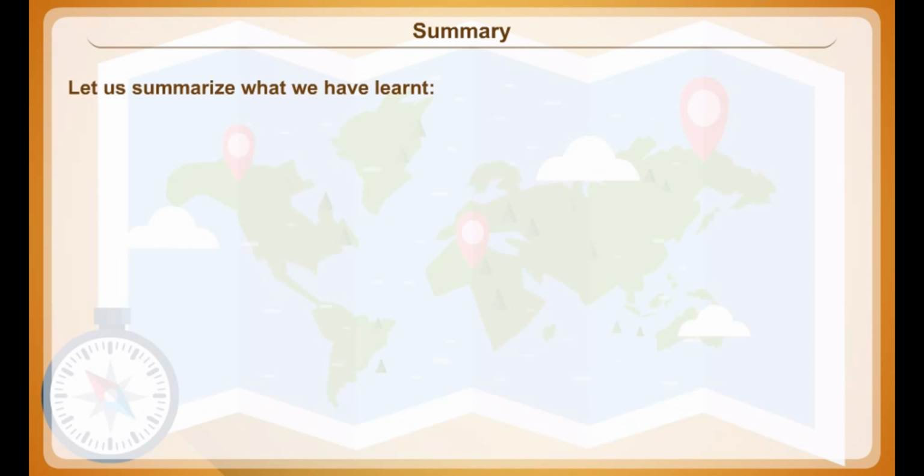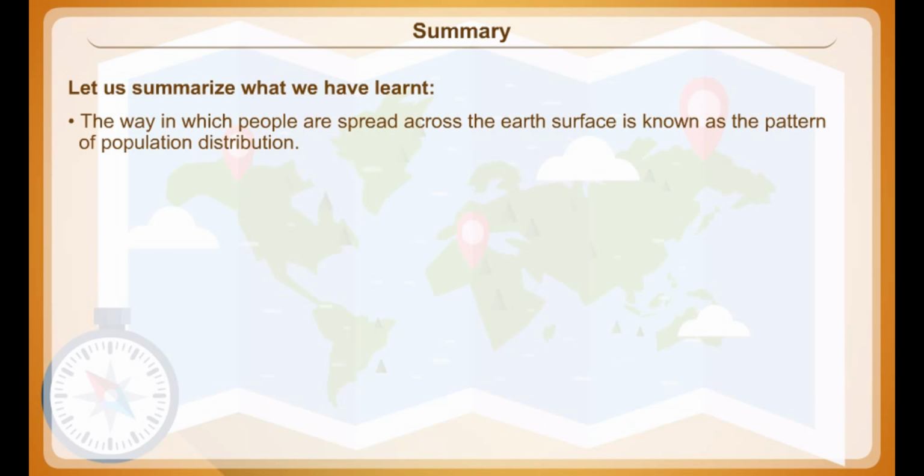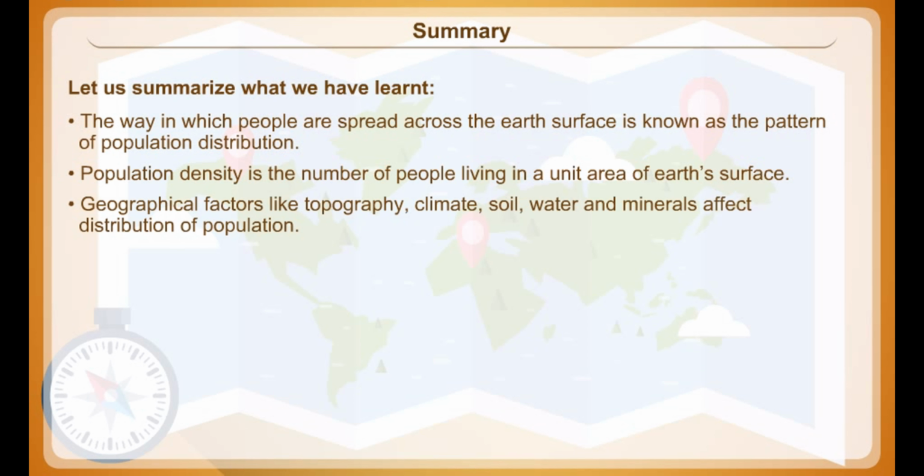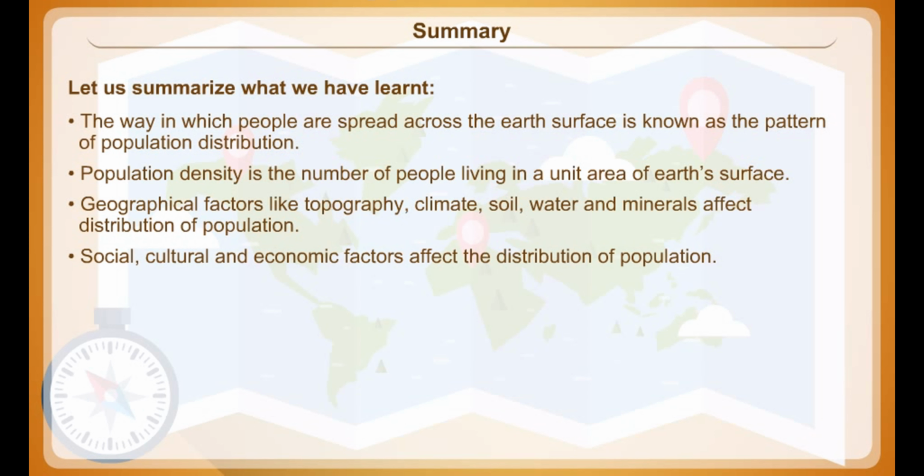Summary. Let us summarize what we have learnt. The way in which people are spread across the Earth's surface is known as the pattern of population distribution. Population density is the number of people living in a unit area of the Earth's surface. Geographical factors like topography, climate, soil, water, and minerals affect distribution of population. Social, cultural, and economic factors also affect the distribution of population.